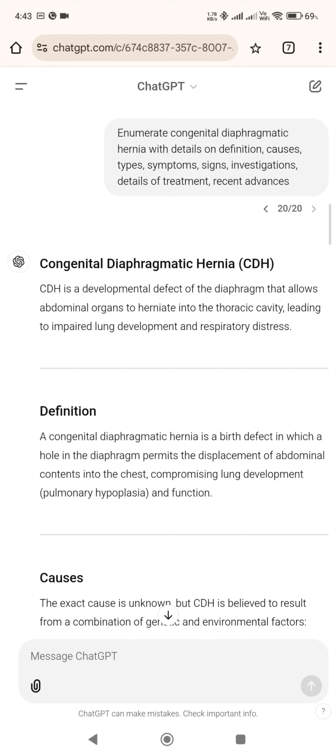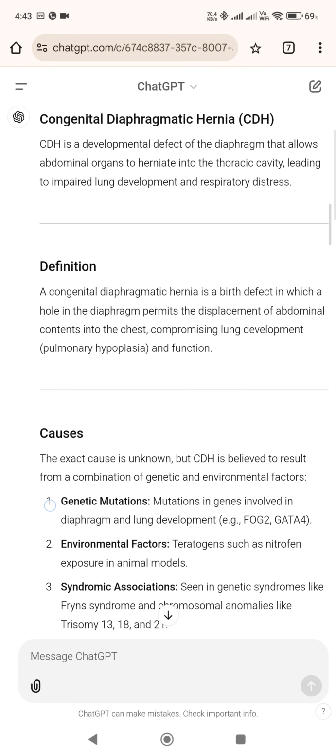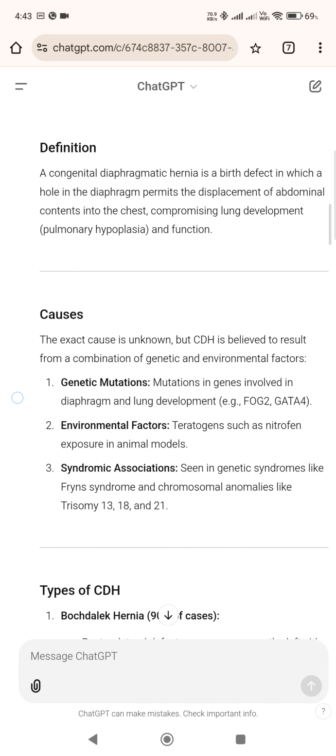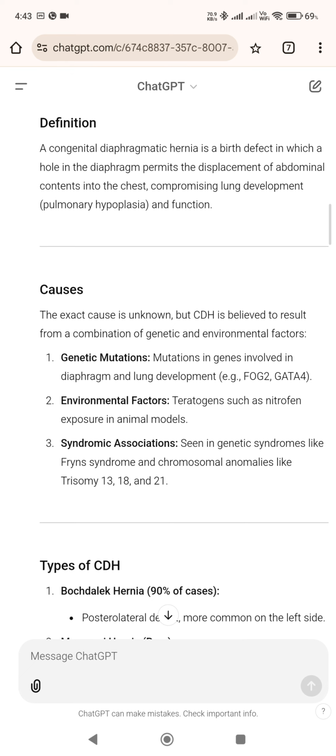Congenital diaphragmatic hernia, CDH. CDH is a developmental defect of the diaphragm that allows abdominal organs to herniate into the thoracic cavity, leading to impaired lung development and respiratory distress. Definition: a congenital diaphragmatic hernia is a birth defect in which a hole in the diaphragm permits the displacement of abdominal contents into the chest, compromising lung development, pulmonary hypoplasia, and function.